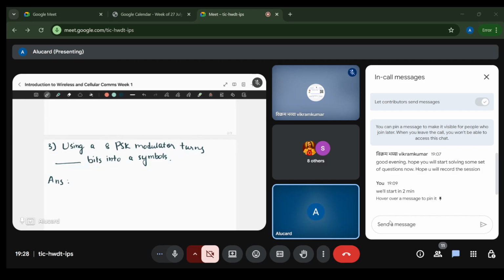So how many bits can you accommodate? If you have 1 bit, that can correspond to 2 symbols. So if you group 2 bits together, you can have 4 symbols. If you have 3 bits together, you can have 8 symbols. Basically, with n bits, you can have 2 power n symbols. And since you are using 8 PSK, you need 8 symbols, which means you can use 3 bits. The answer is 3.